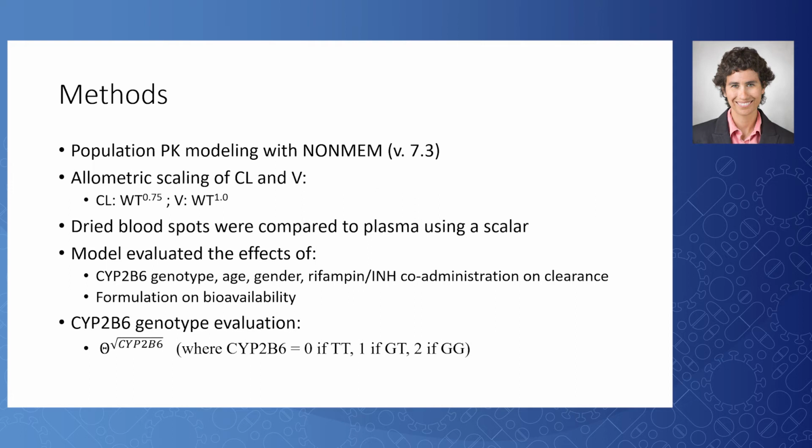There are many different ways to look at CYP2B6 genotyping in the model. We drew from a prior publication of efavirenz, which looked at a factor of theta raised to the square root of the CYP2B6 activity score, where we defined CYP2B6 activity score as 0 if the patient was TT genotype, 1 for GT, and 2 for GG. We started with a one-compartment model, and this described the data well, so we did not pursue more complicated models. We had a separate error term for intensive and sparse sampling, and used a combination error model, which had proportional and additive components.